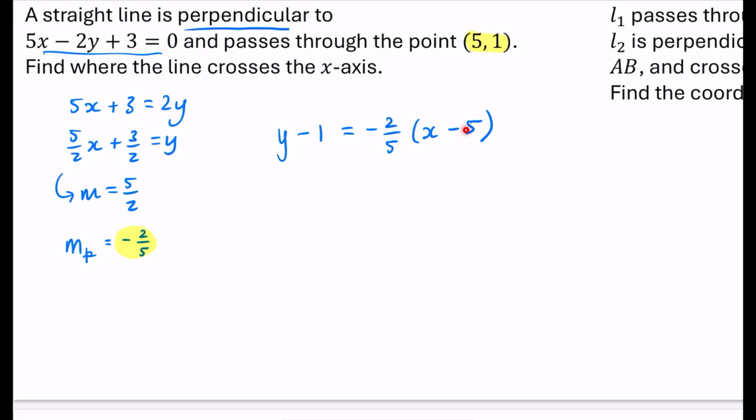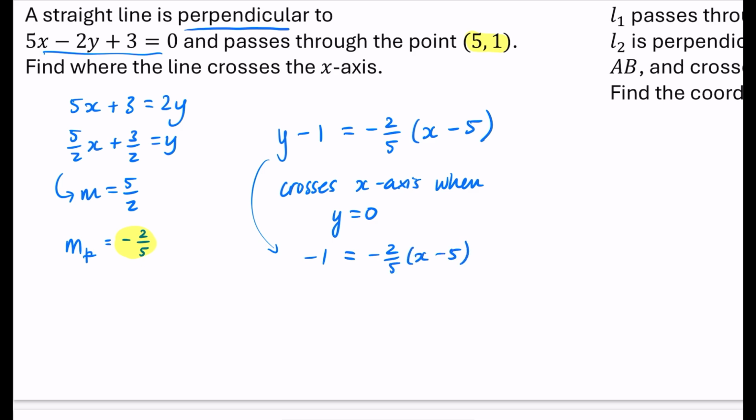Now I don't need to do any rearranging here because all I want to do is to find out where it crosses the x-axis. So it crosses the x-axis when y equals 0. So I'm going to go to this equation and I'm just going to put 0 in place of y. Well, 0 minus 1 is just minus 1. So I get minus 1 is minus 2/5 times (x minus 5). Now, some of you might expand the brackets here, which you can do if you want. I'm probably just going to get rid of the negatives from both sides. So I get 1 is equal to 2/5 times (x minus 5).